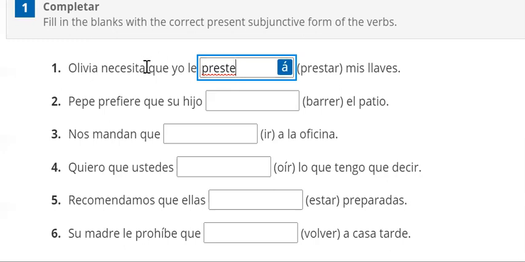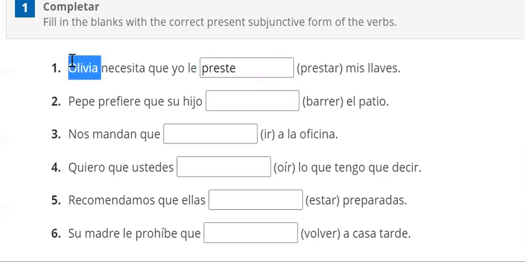This necesitar is a verb of influence. It wants something to be done by somebody else. Olivia is the one who is needing this, and Joe is the person that is going to do it. So we've got the two things that we need. We have a verb of influence, and then we also have a change in subject. We've got Olivia here, and then yo for the second clause.